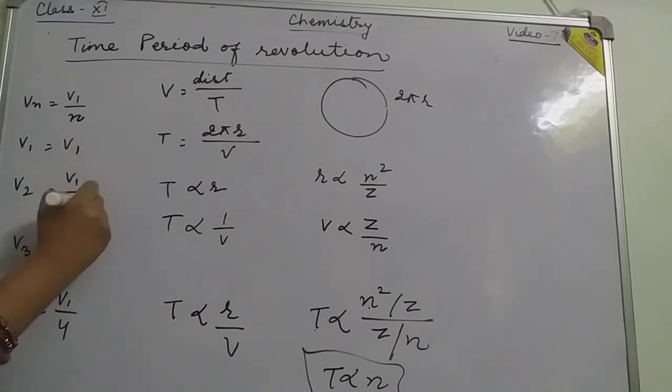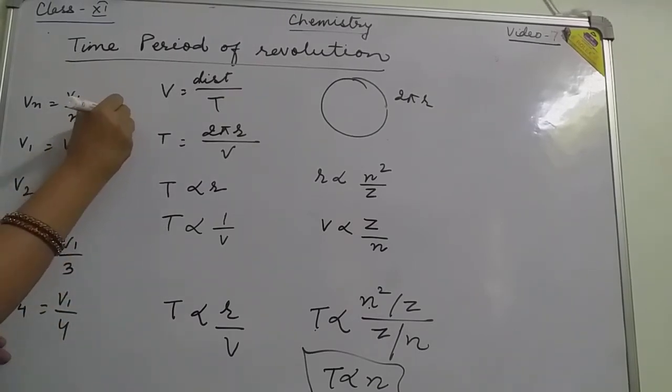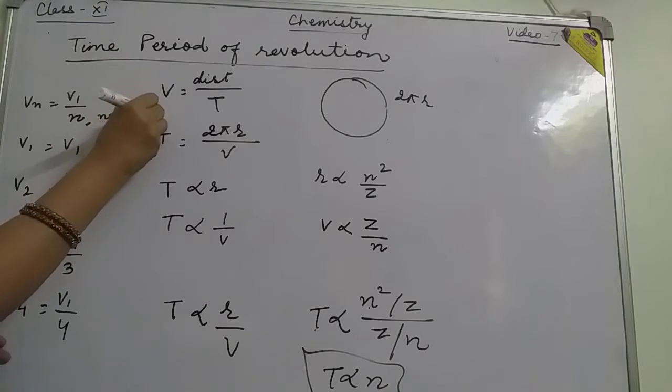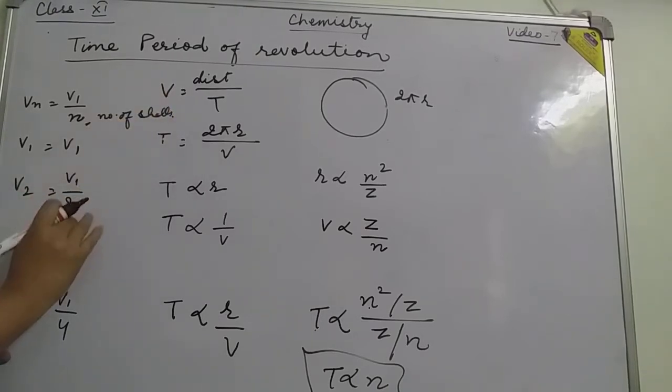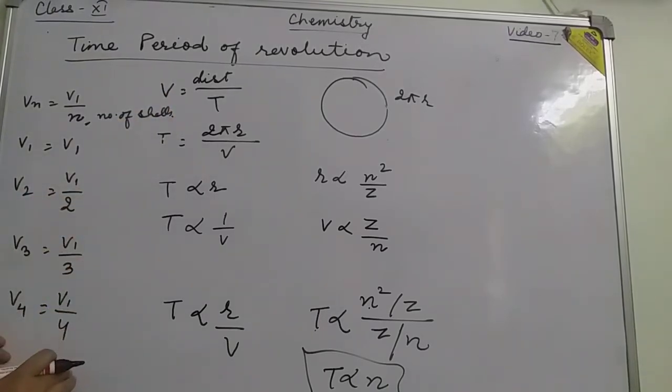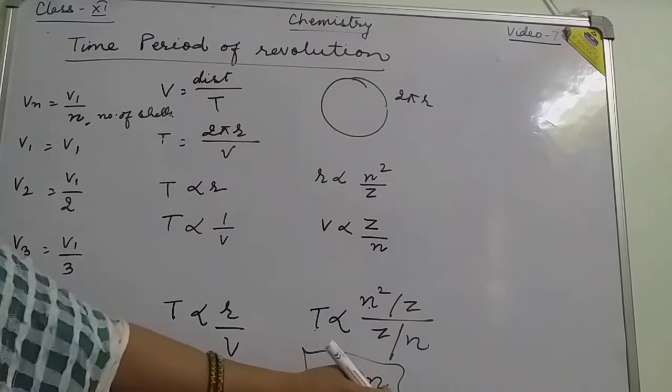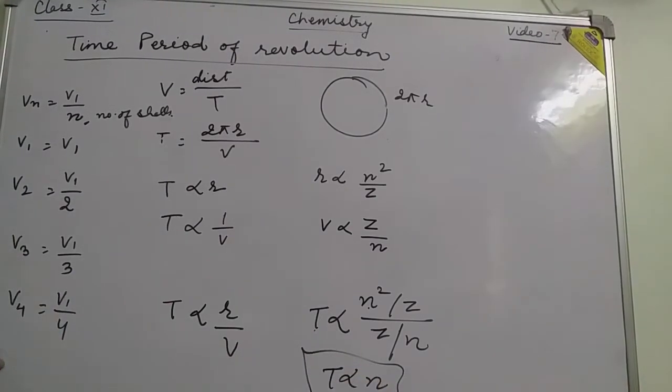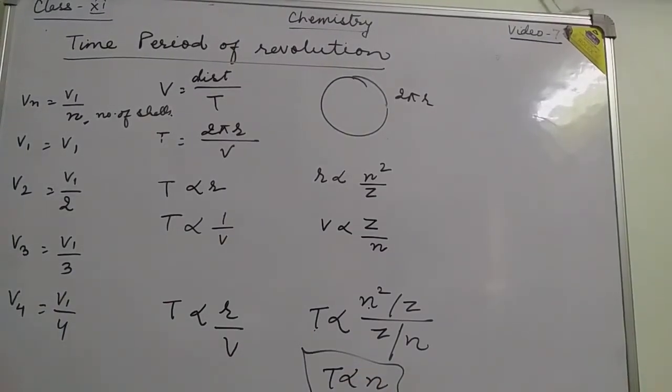If it is 4, then it is V1 by 4. So n is the number of shells or orbits, and as the number of shells increases, the velocity decreases. So the velocity of the electron completely depends on the number of shells, and if the velocity decreases, then the time period also decreases. So the time period completely depends upon the number of orbits or number of shells.